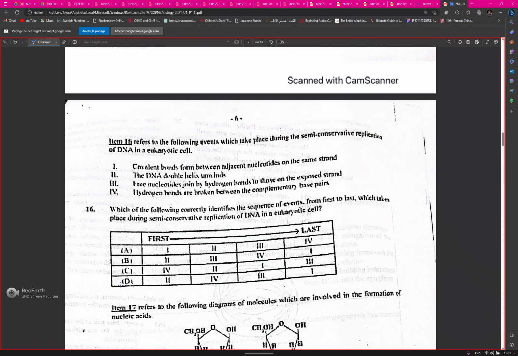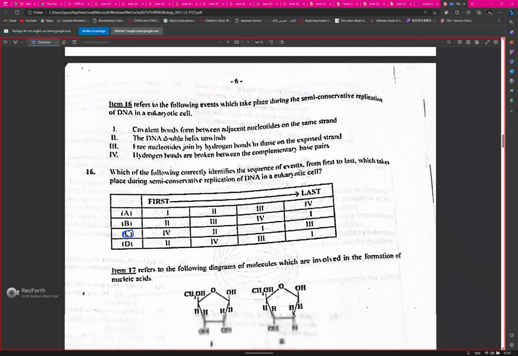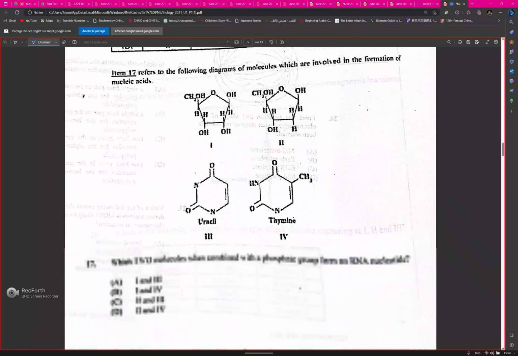D. So we're saying firstly the double helix has to unwind, and then hydrogen bonds break the complementary base pairs. Are we sure? Are you sure it's not that the hydrogen bonds break and then it unwinds? I think the hydrogen bonds break and then it unwinds. So that makes C more sense. The bonds have to break before it unwinds, right?